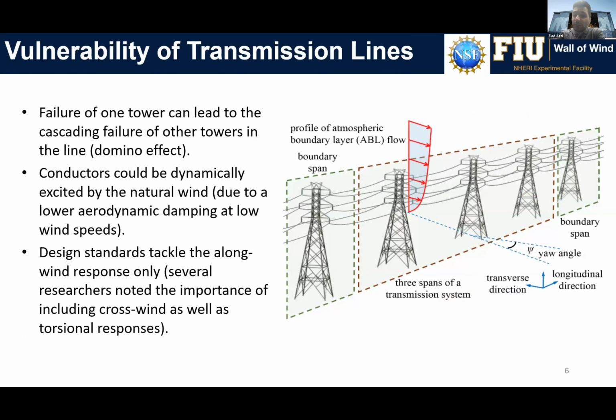So why are transmission lines vulnerable? Because the failure of one tower can lead to the cascading failure of other towers in the line, which creates a domino effect. Conductors could be dynamically excited by the natural wind due to a very low aerodynamic damping at very low wind speeds. The design standards currently tackle the along-wind response only of the transmission lines and the transmission towers, although several researchers in the past noted the importance of including crosswind as well as torsional responses.